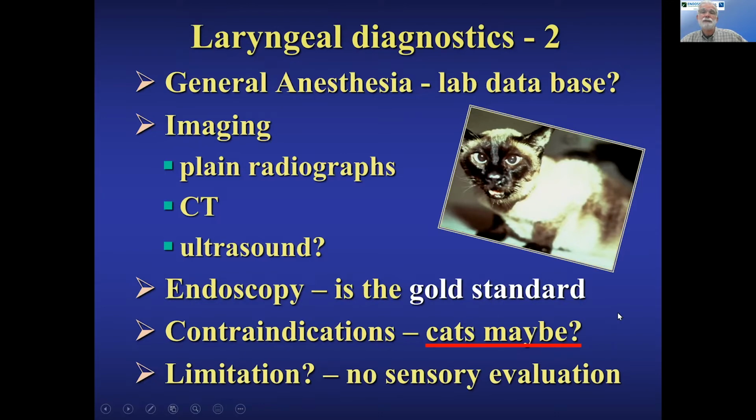And when you go to intubate them, you may find that the glottic opening is just about non-existent. They seem to be able to breathe through that without getting in tremendous difficulty, but be prepared that they may take just a urinary catheter as opposed to a 3 or 3.5 trach tube. The limitation is there's no sensory evaluation.